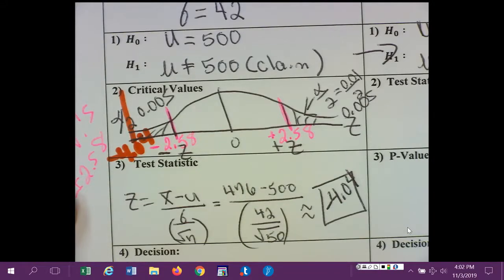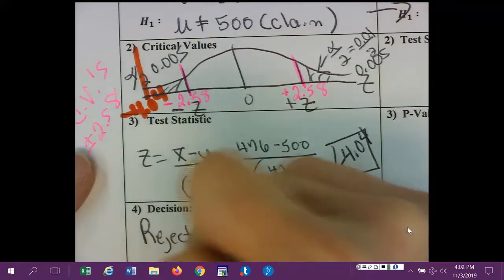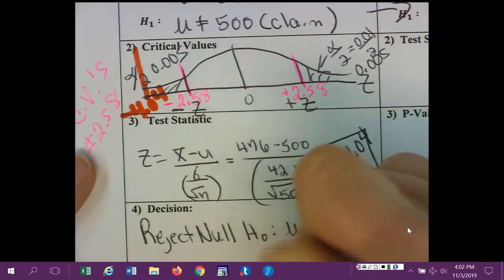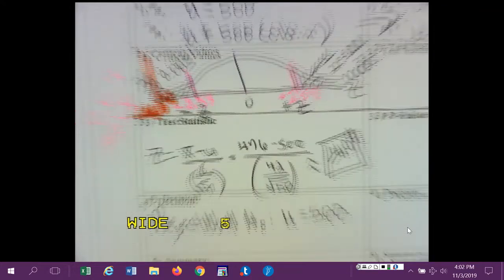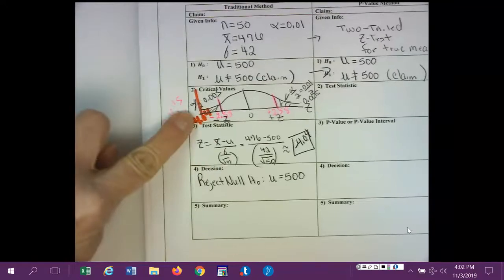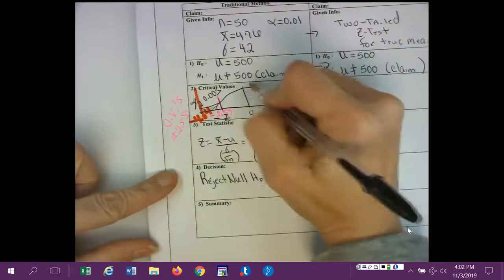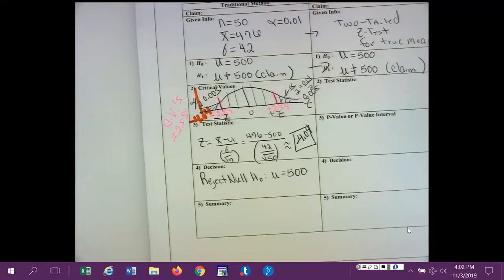So the decision is reject the null statement. Reject the null. Again, I like to write my null statement. Reject the null statement. Remember, you either reject the null or you do not reject the null based on where your test statistic falls. Test statistic fell in the left tail, reject the null. If I had a test statistic that fell anywhere around here in the non-shaded, non-rejection region, you would not reject the null hypothesis. But this one, we reject the null.